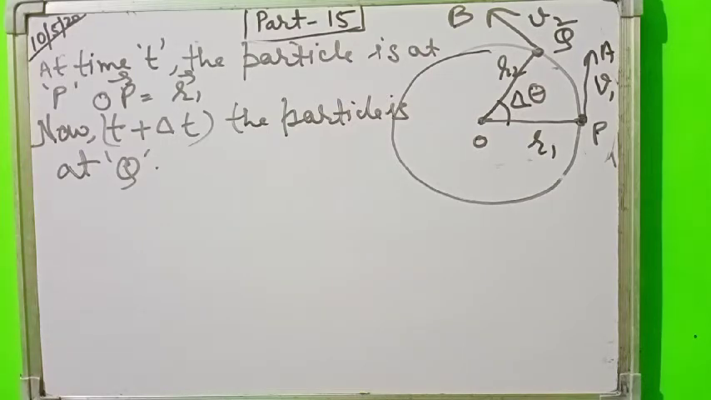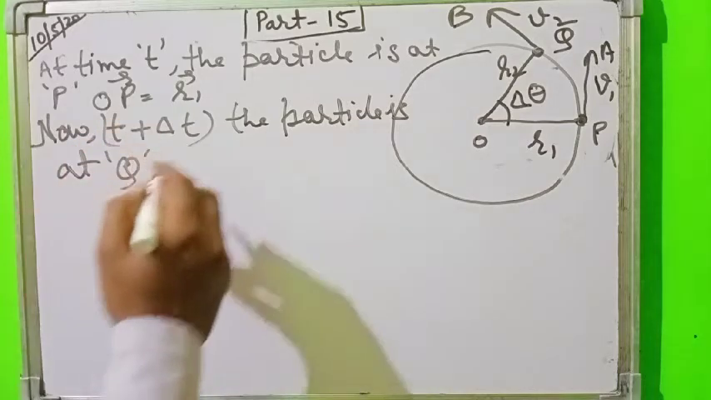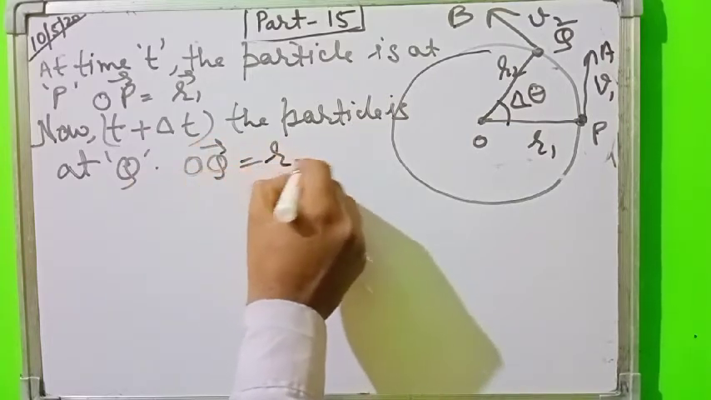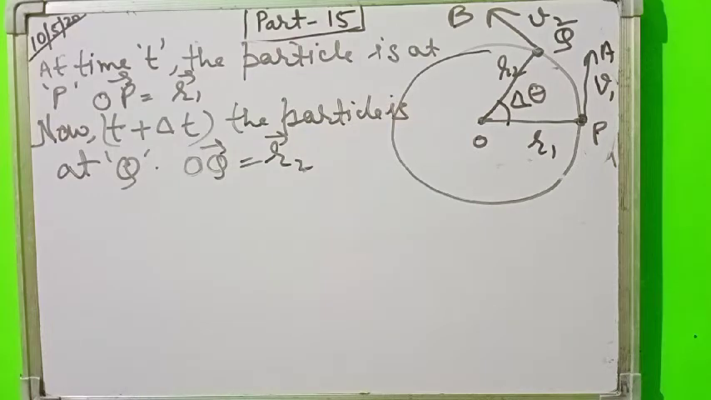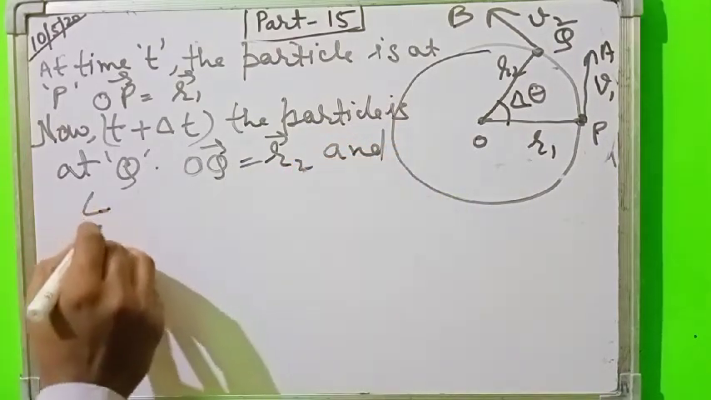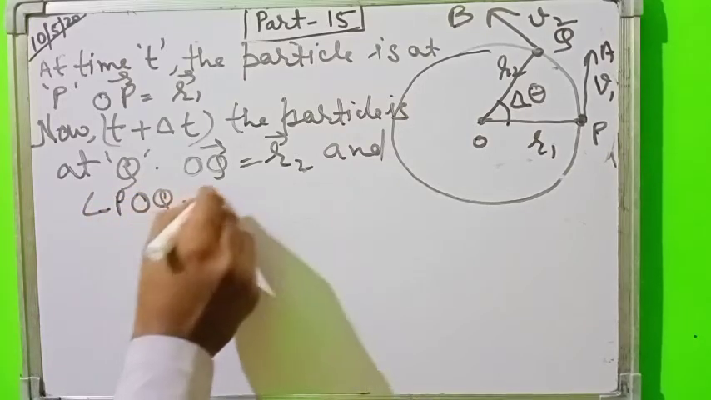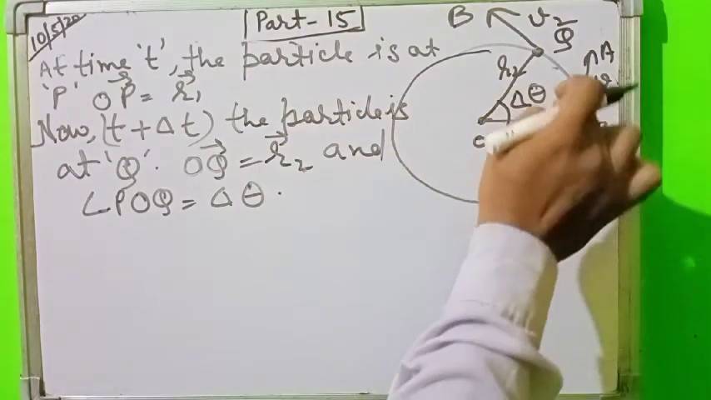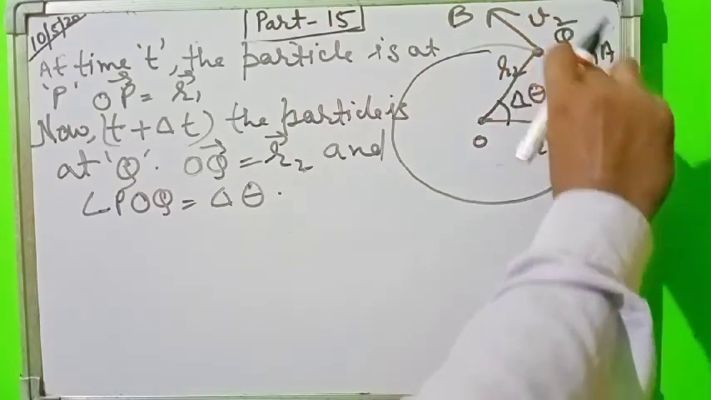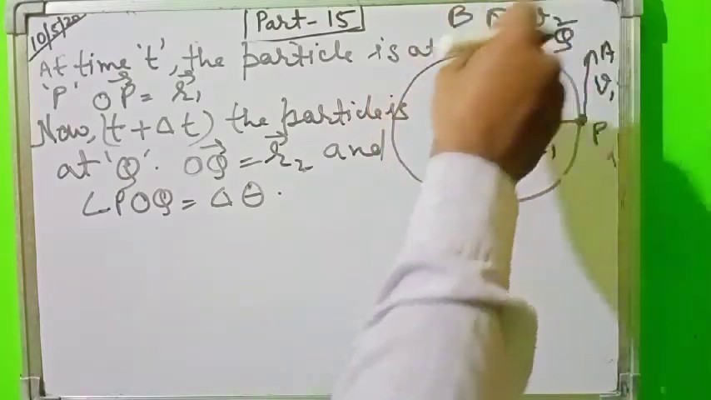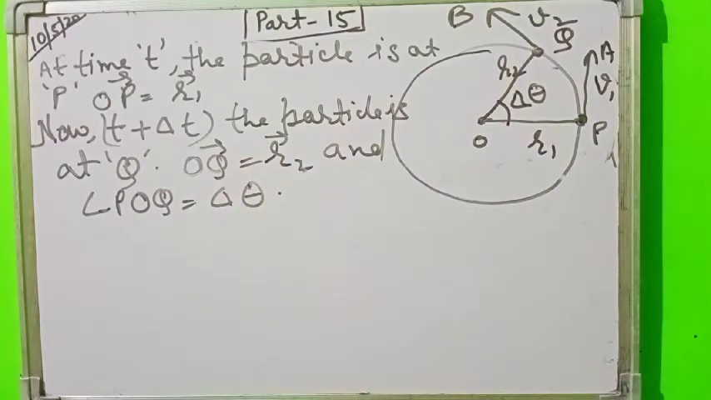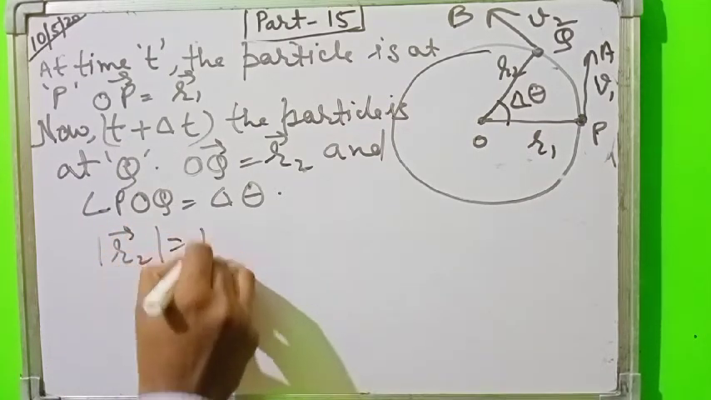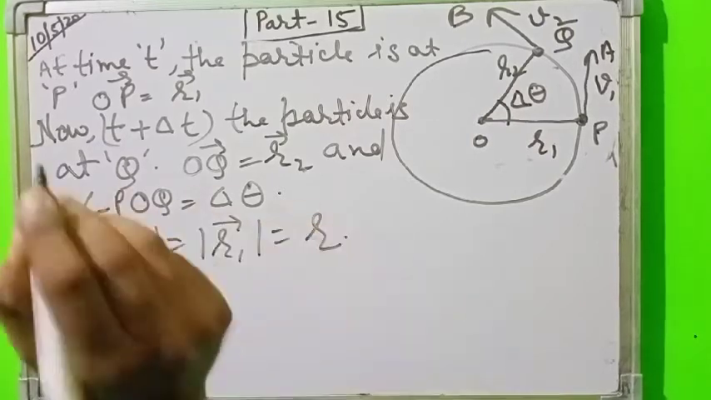So at point Q, the OQ vector is equal to the R2 vector, and angle POQ is equal to delta theta. This angle is swept in the time interval t to t plus delta t. The arc makes an angle delta theta at the center. But we know that the magnitude of the R2 vector is equal to the magnitude of the R1 vector, and this is equal to R. This is the radius.